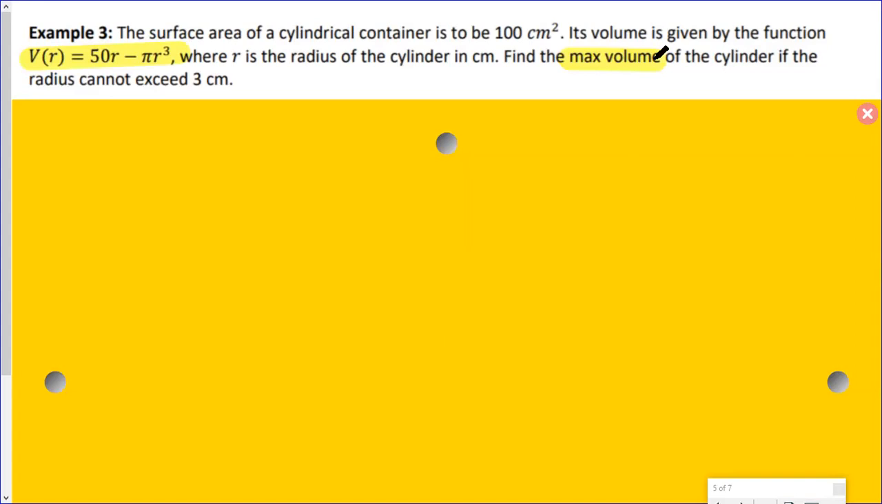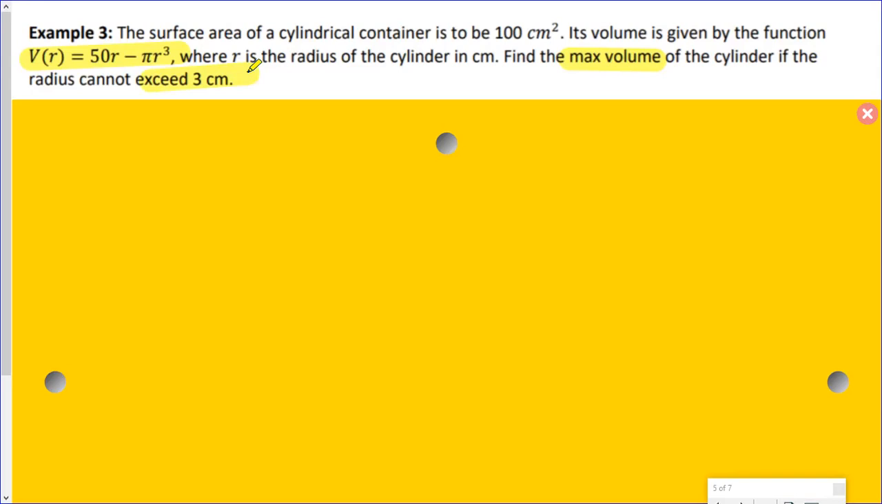Find the best way of doing things, right? Minimum volume, maximum volume. You can relate any type of situation to optimization. When you have a business, what is my optimal selling price? What is my optimal revenue based on this criteria? Optimization just is one of the most useful concepts I think I've ever learned. So if the radius cannot exceed 3 centimeters, we have a restriction here. The radius cannot exceed 3 centimeters.